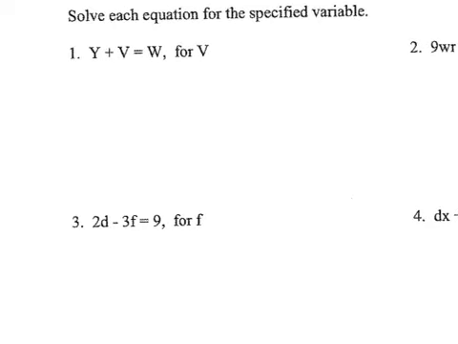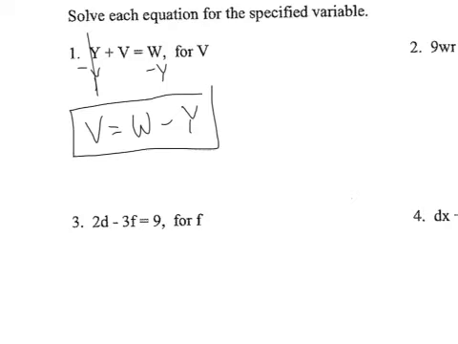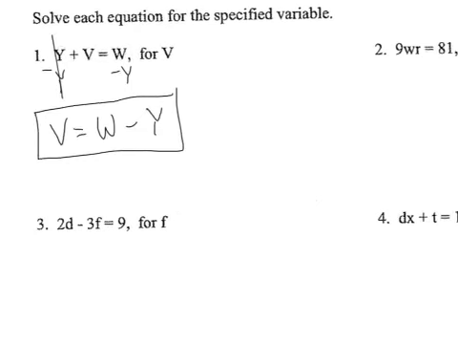by itself. So the y is on the same side as v. We're just going to subtract y from both sides. So all you get is v equals w minus y. Remember that you can't combine the different letters, so that's just your answer. You got v by itself.